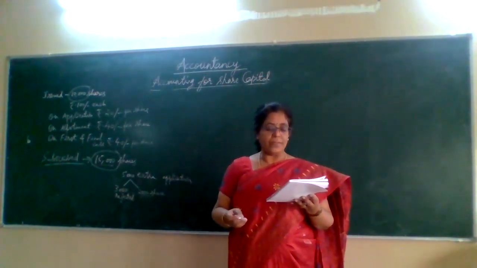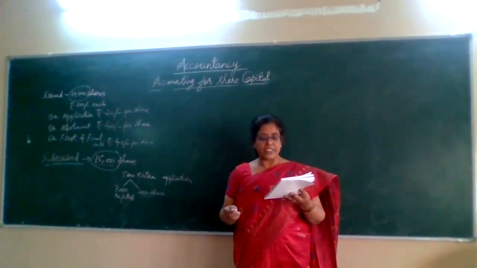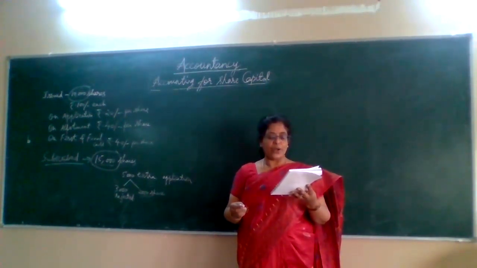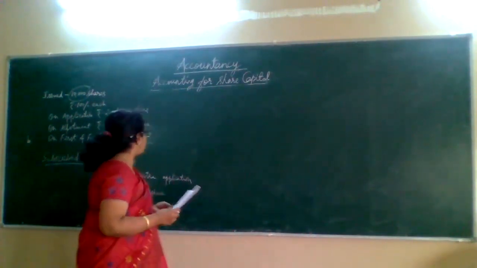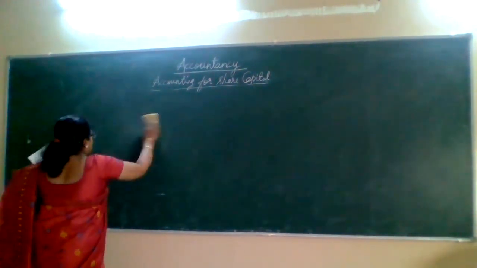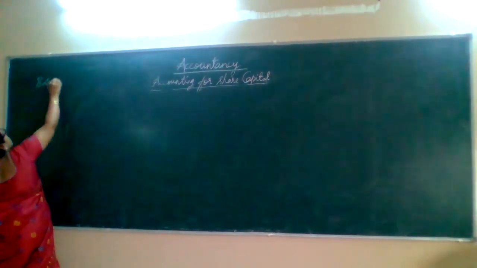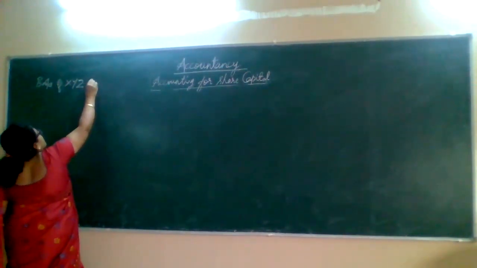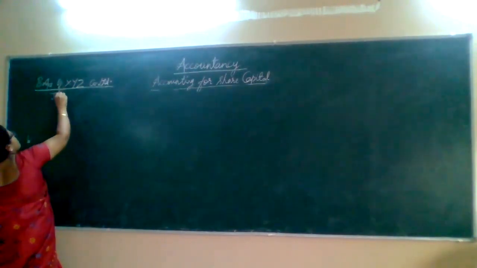All the calls were made and all the money was duly received except the first and final call on 500 shares. The directors forfeited these shares and then reissued them at rupees 75 per share as fully paid up. Pass the journal entries. So let us see how we can pass the journal entries in such a case. Books of XYZ Company Limited, journal entries.